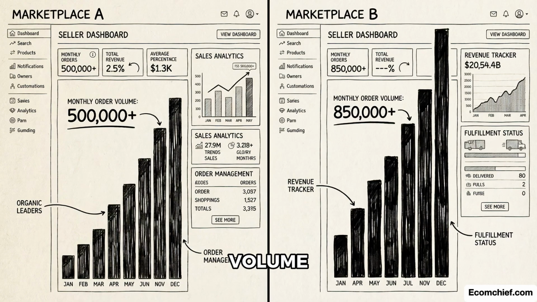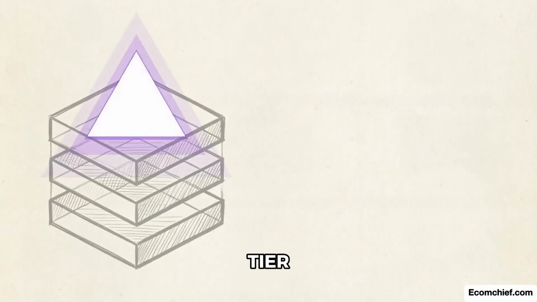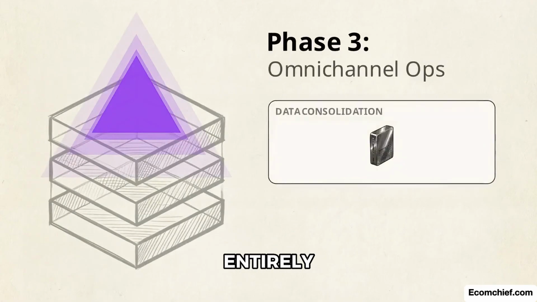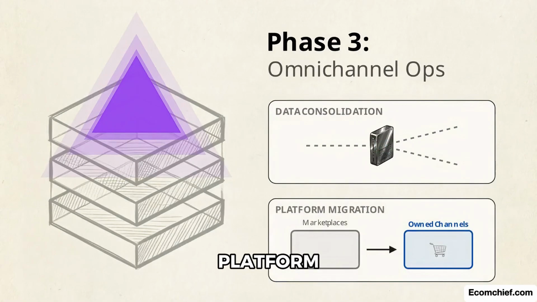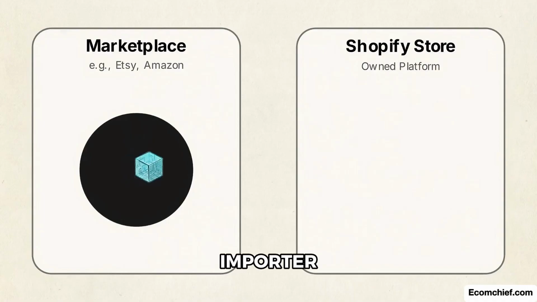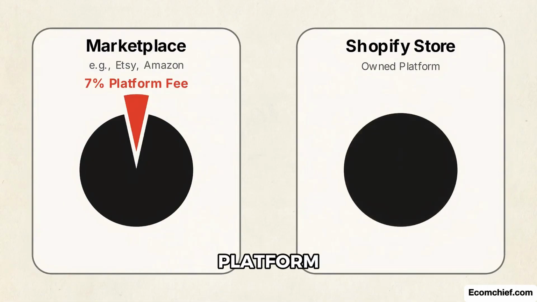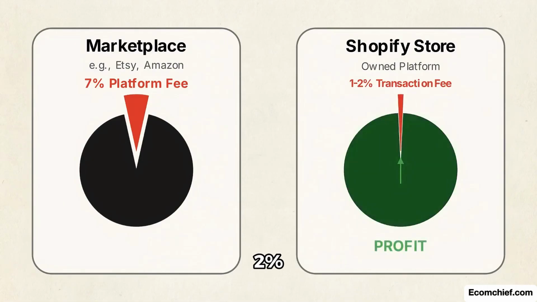Phase 3 is built for the multi-platform pivot. You are moving heavy volume on Amazon or Etsy, and you need to migrate data to escape their high platform fees. We reach the highest tier of the blueprint, dedicated entirely to complex data tracking and platform migration. The financial motivation here is simple. You use importer apps to shift your catalog volume away from marketplaces taking a 7% cut onto your own Shopify platform with transaction fees of only 1 to 2%.